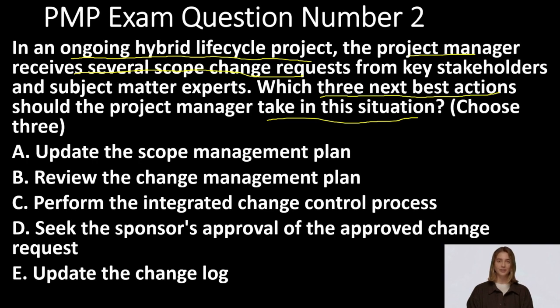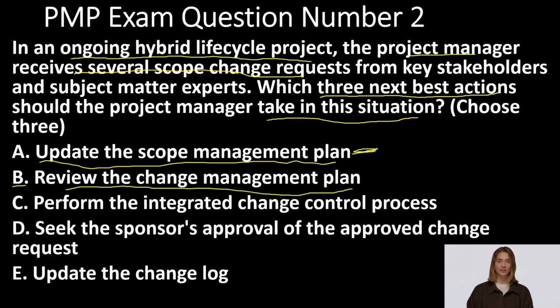Option A suggests that the project manager should update the scope management plan. However, this action can be performed once the change requests are approved. So, it's not the first best action for this situation. Option B recommends that the project manager should review the change management plan.